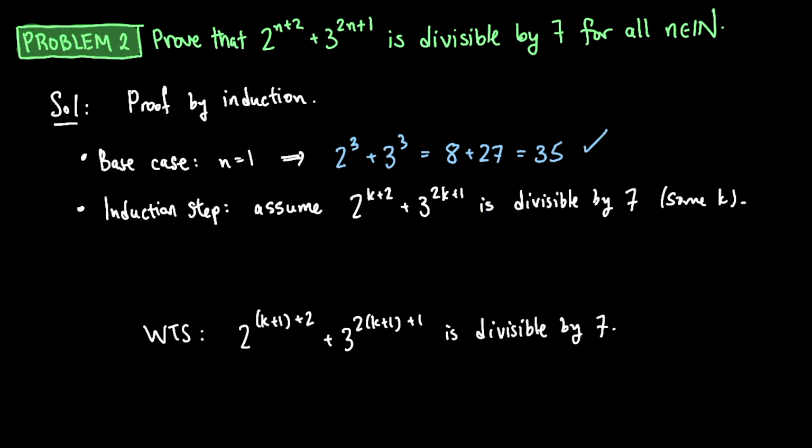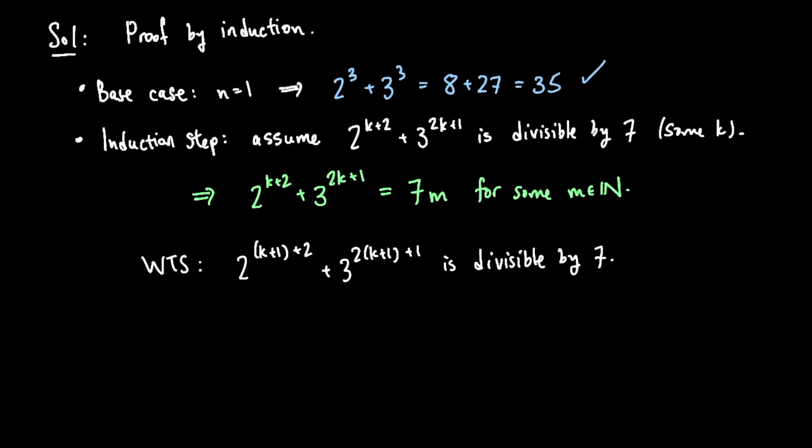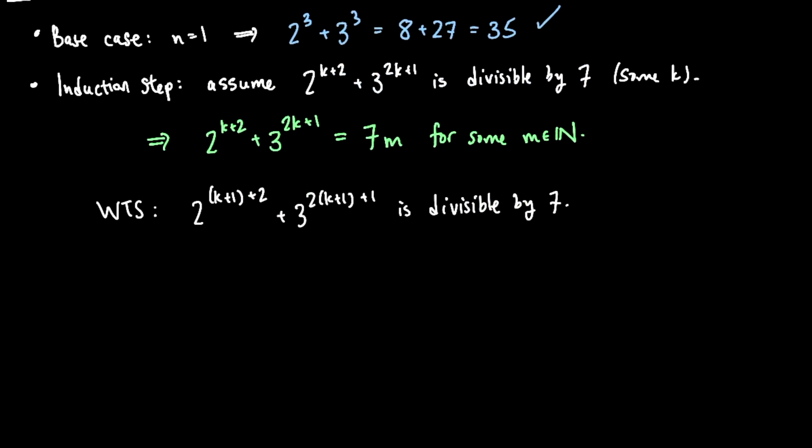So what I'm going to do is write out what it means for this number to be divisible by 7. What that means in this case is that 2 to the power k plus 2 plus 3 to the power of 2k plus 1 is a multiple of 7. That means it's 7 times some number m for some integer, positive integer m. Okay, and I'm going to need to use this m in the course of my proof. I'm going to have to use this entire equation.